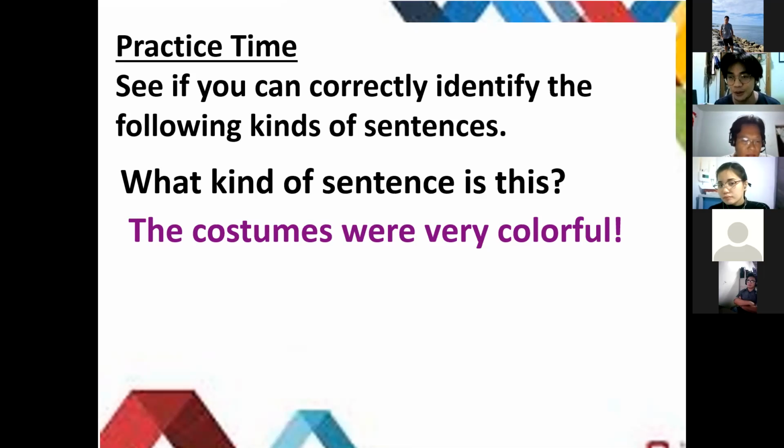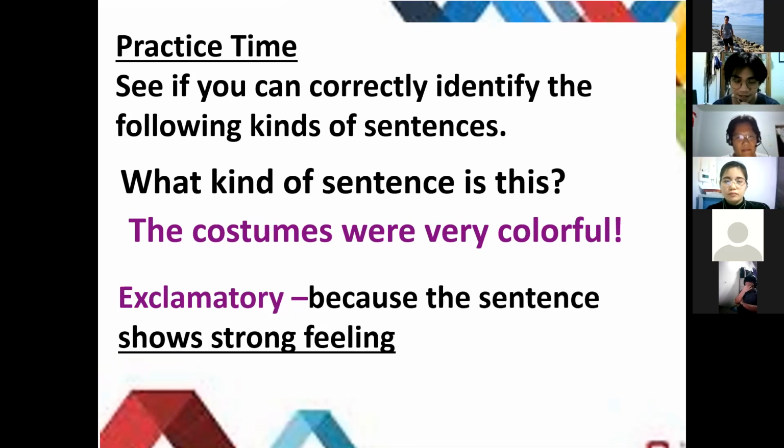Okay, we have another one. Ma'am Rivnel, what kind of sentence is this? Can you read this one for me, ma'am? The costumes were very colorful! What kind of sentence is that, ma'am? Exclamatory, sir, because it ends with the exclamation point and also it shows a strong feeling. Very good, very good. That's right.